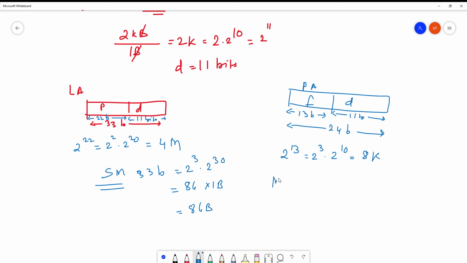What is the size of main memory? We'll get it from here. So we can write 2 raised to 24 equal to 2 raised to 4 into 2 raised to 20, that is equal to 16M into 1 byte. So we'll get 16 MB. Right? So this is how we can solve the problem.